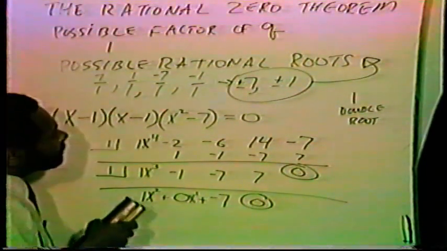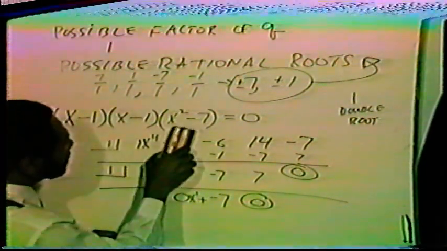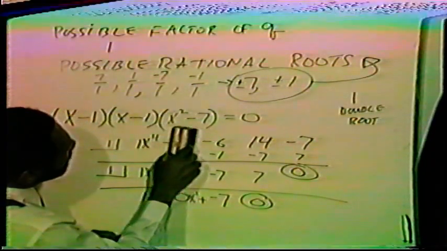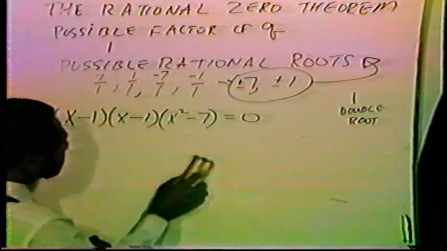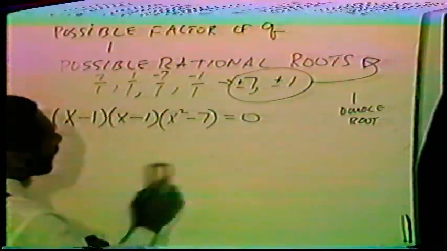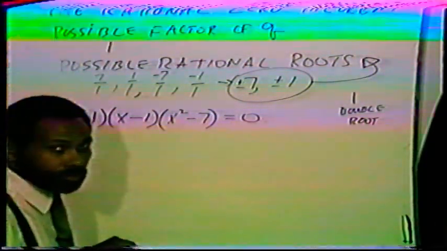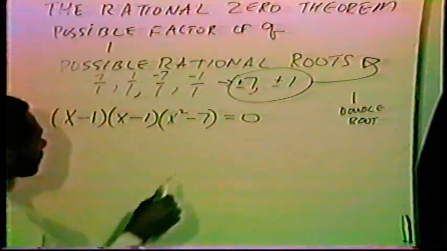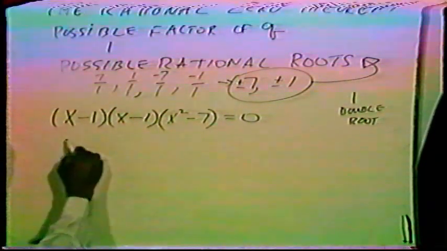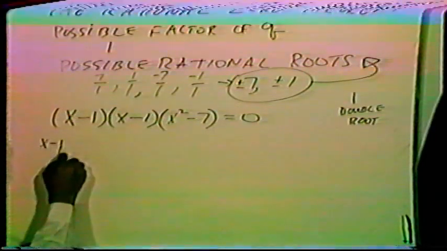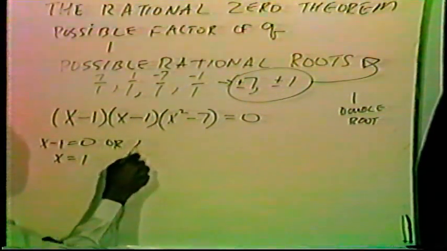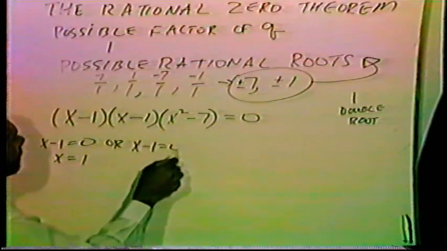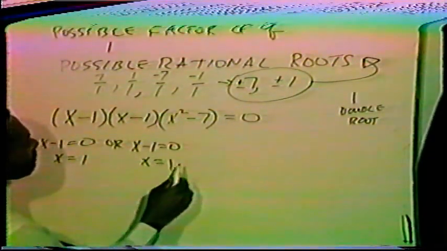So now what we need to do is look at this polynomial here. And when we look at that, we see that it cannot be factored using our usual methods of factoring. So now we can just set each factor equal to 0. We get x minus 1 equals 0. That gives us x equals 1. We get x minus 1 equals 0 again. That gives us x equals 1.